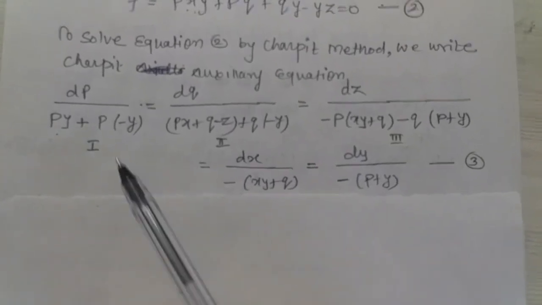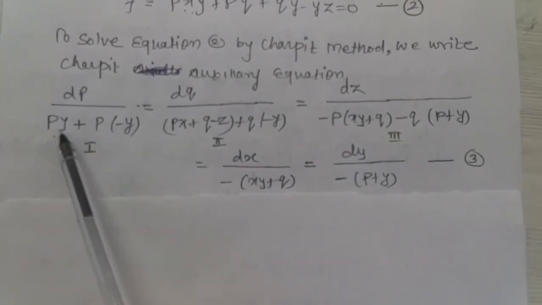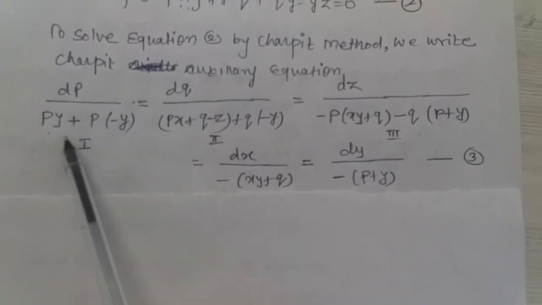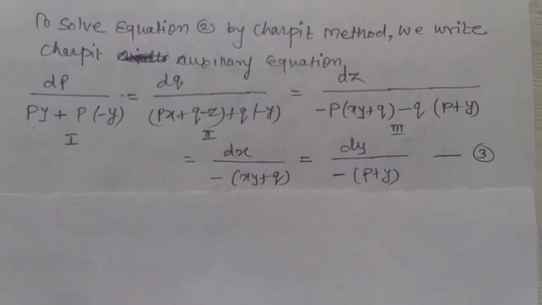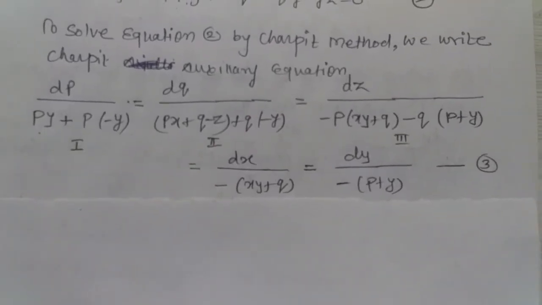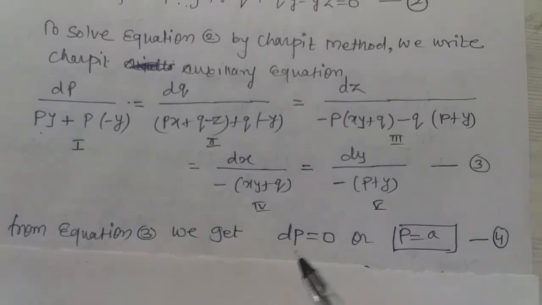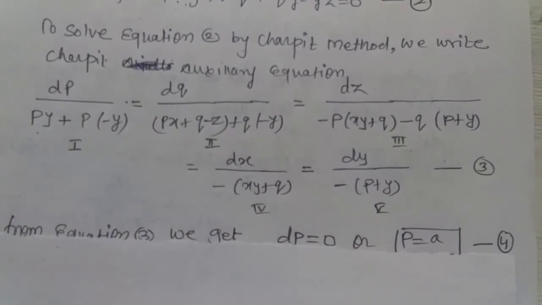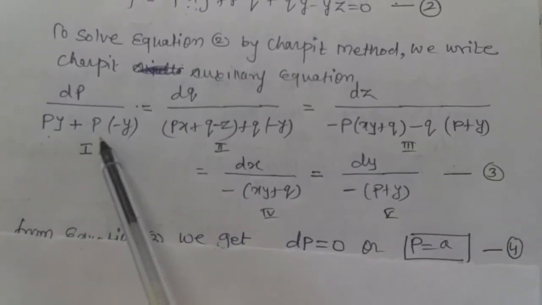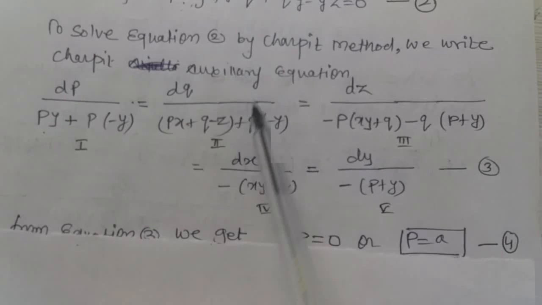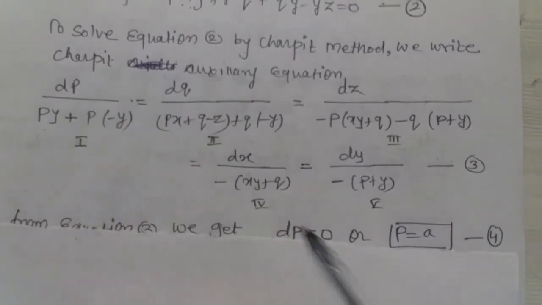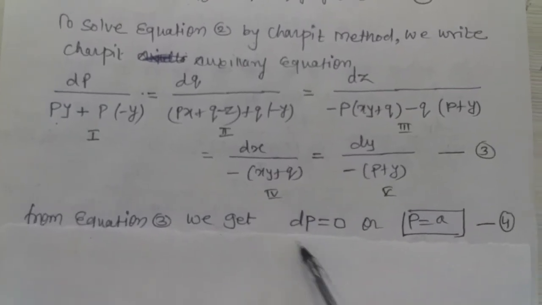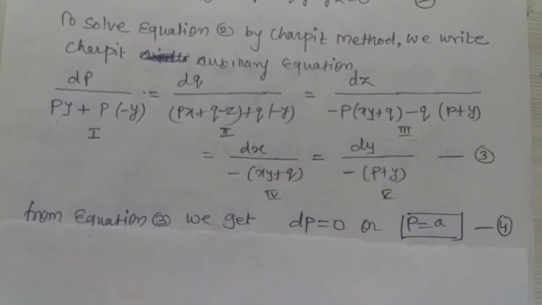Now here plus py and minus py cancel, so we get dp by 0. So take the first and second parts: dp by 0 equal to dq upon this expression. But when we multiply by 0 on the right hand side, this whole expression becomes 0, and finally we get dp equal to 0. Now integrate this, we get p equal to a constant, a.